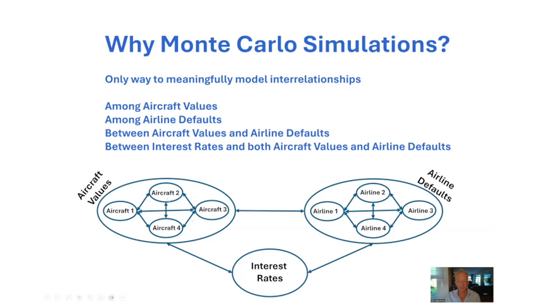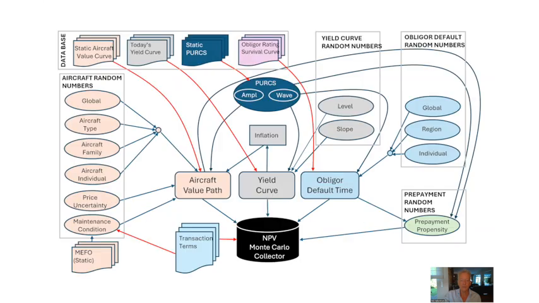These interrelationships are illustrated in this graphic. Aircraft values: you have correlations internally among aircraft, and then internally among the airlines. These correlate with interest rates, and then you have the correlation between aircraft values and airline defaults. So how do you model these correlations?